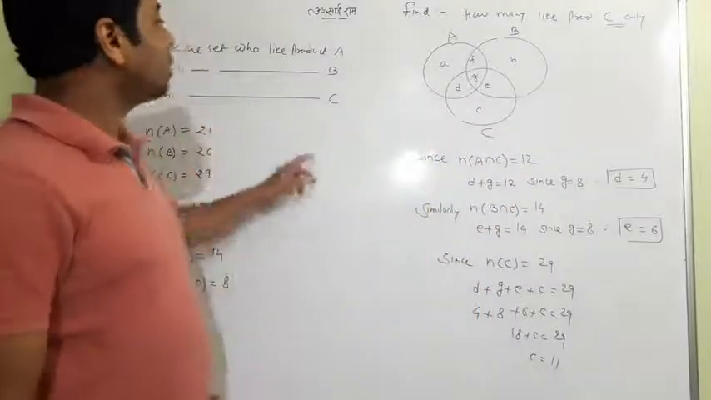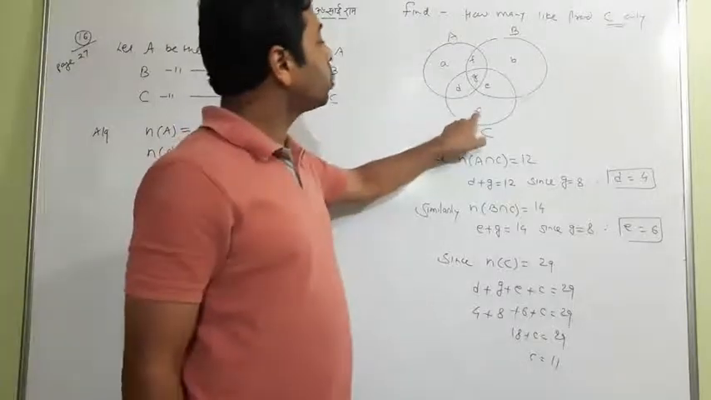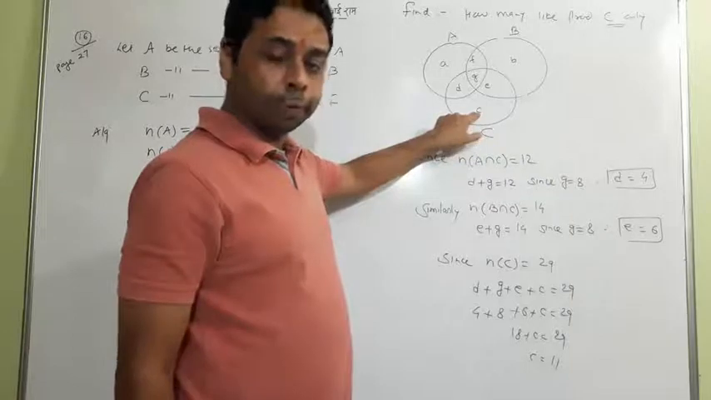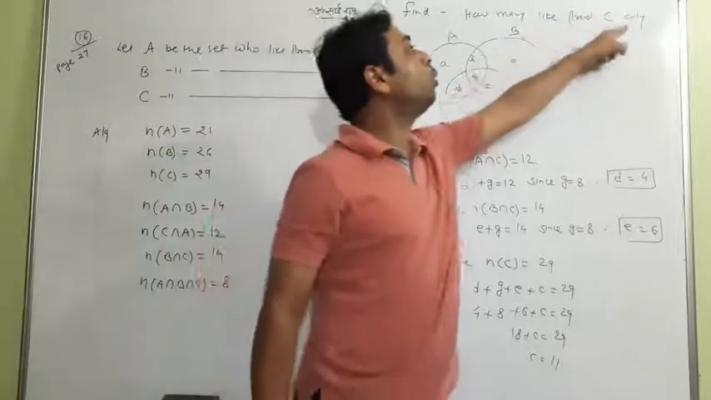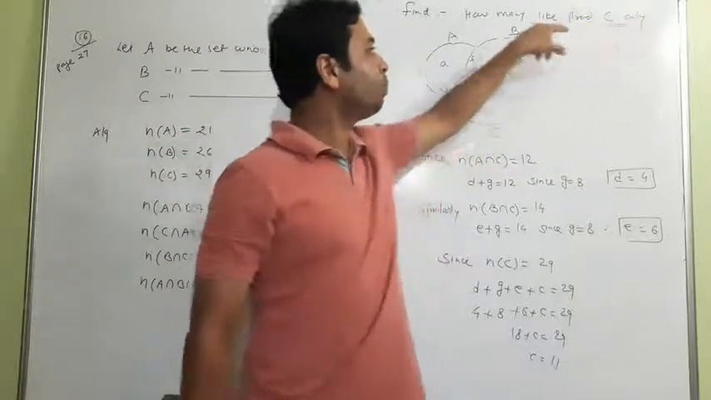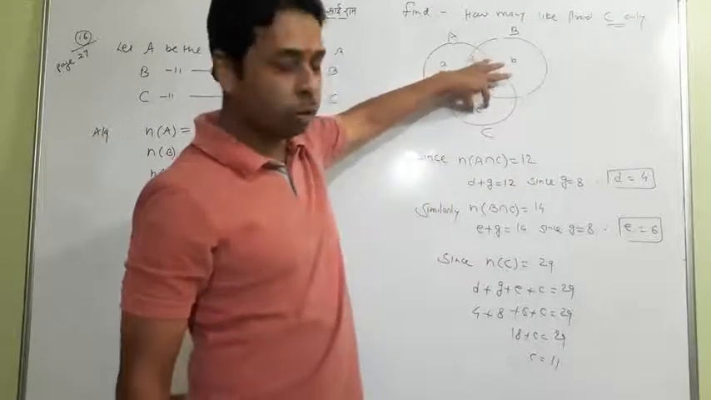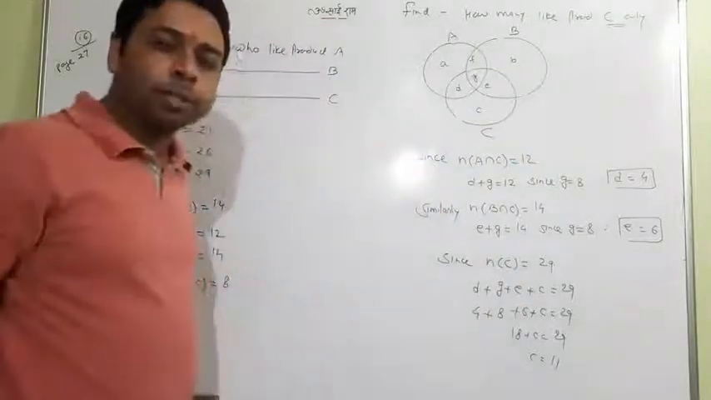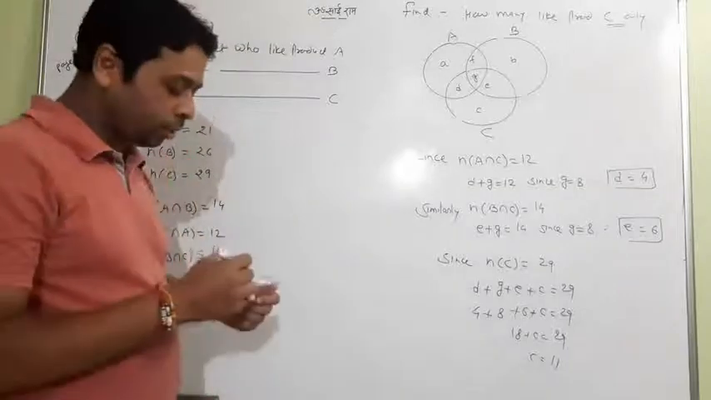So this is c, which shows the number of people who like product C only. I have already taught you that product C only means that small c. We have got it. This is just practice work. If you practice from your side, I think you will get it soon.